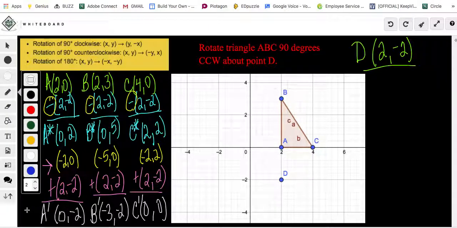So these down here should be my final answers. So let's go ahead and graph them and see if it makes sense, because we can already kind of visualize. We know it's going to have to be going this way. It's going to have to end up somewhere over here. So let's go ahead and graph it and see if that works. So our first point, A prime, is 0, -2. B prime is -3, -2.